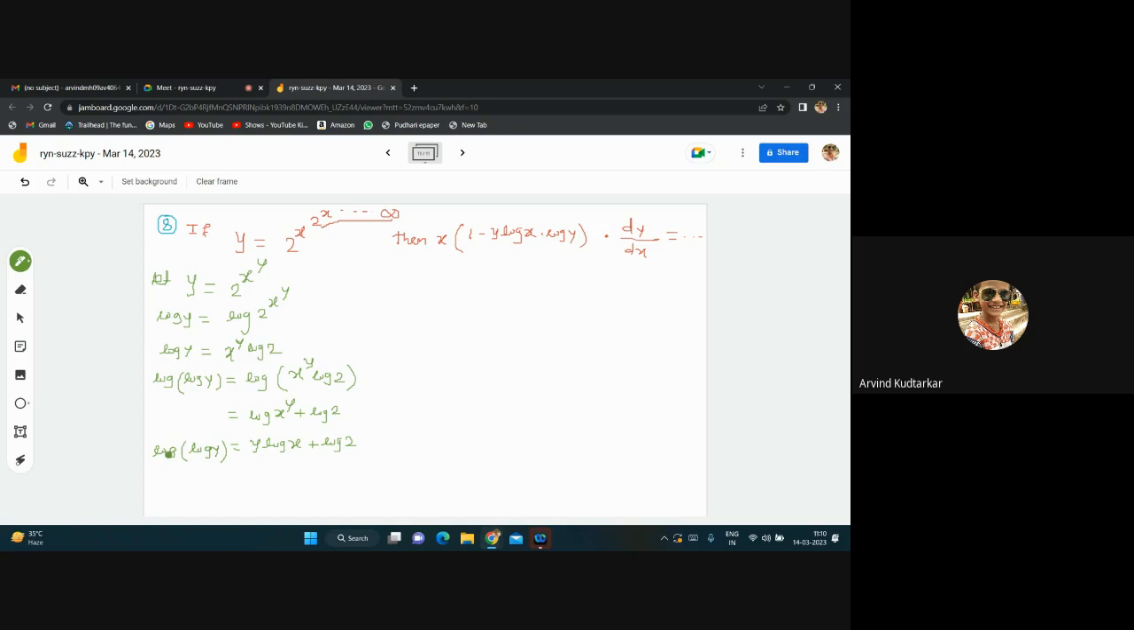That is equals to, yes, you know, y is a function of x. Otherwise, you will say y is constant. No, y is a function of x.